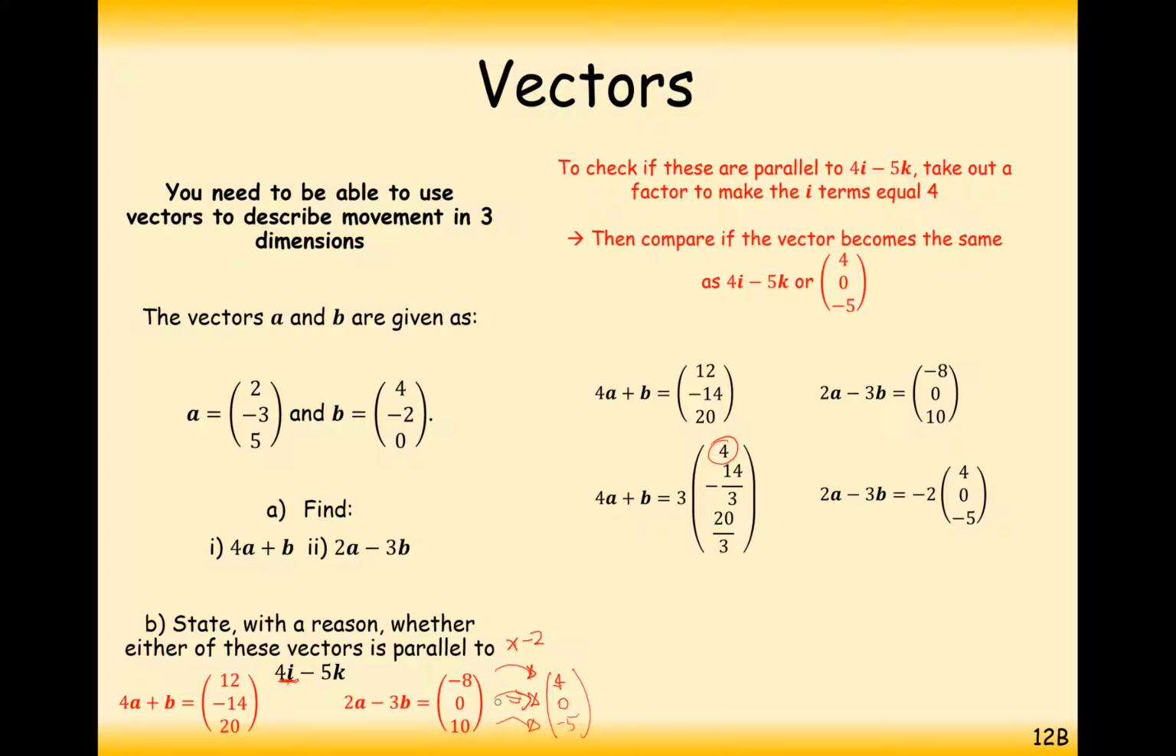Okay, so yes, there is the vector 2a minus 3b, which is parallel to 4i minus 5k, because that vector is a scalar multiple of 4i minus 5k.